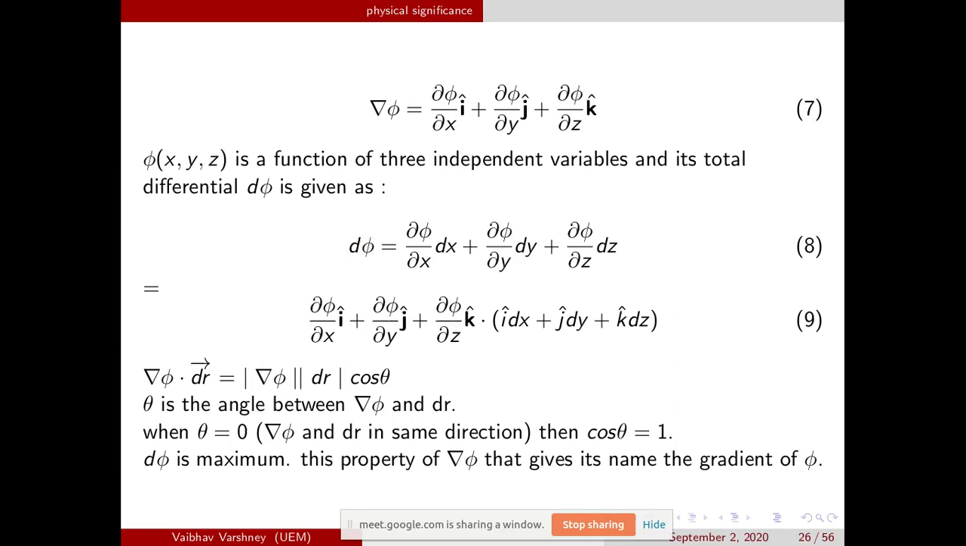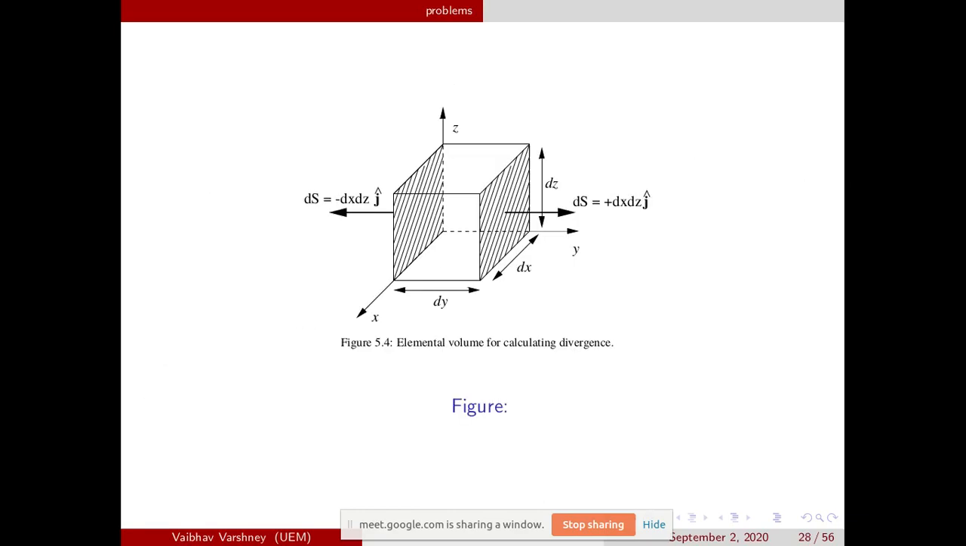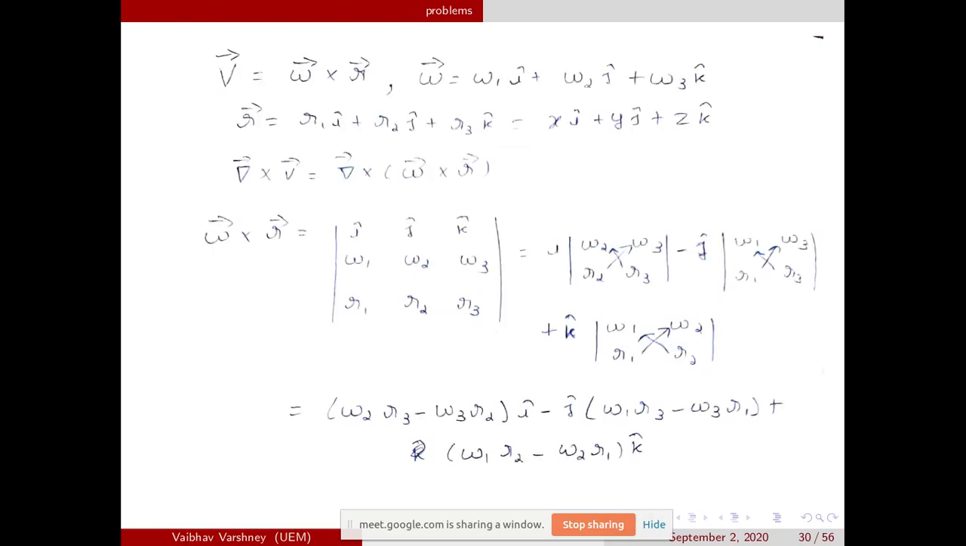The physical significance of the gradient is that it defines the maximum value of d of phi. When theta is 0, it is the maximum value of the differential of phi. The physical significance of divergence is the flux, the efflux flow, and the physical significance of curl is rotation, as I showed. So let's check this sum.